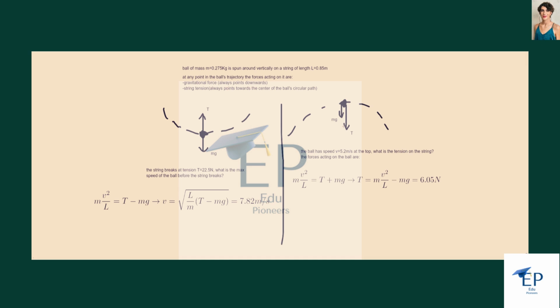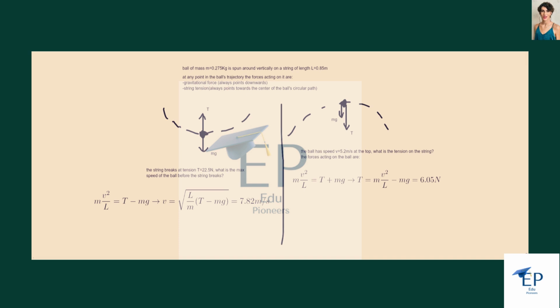So now what we can do is consider two specific cases. First, we can look at what happens when the ball is at the top of the circular trajectory. So here we have a force diagram. In this force diagram, the string tension points downwards because we're at the top of the circle, and the weight of the ball also points downwards. It always does, this gravitational force.